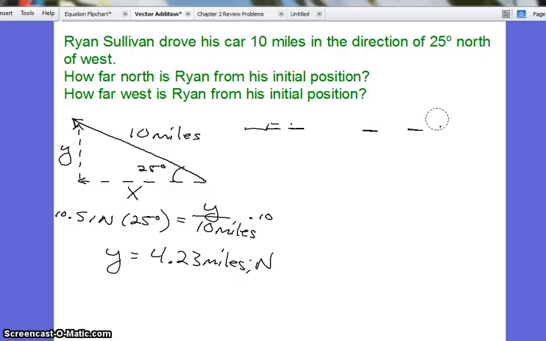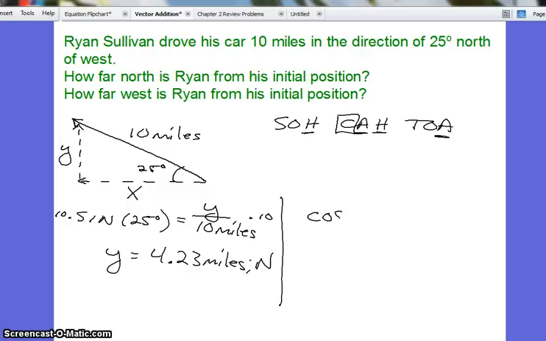To get the distance in the westerly direction, we are going to find out the x. And so if we write our SOHCAHTOA again, x is the adjacent side, so it's either cosine or tangent. And again, we know the hypotenuse, so the one in which we know two of the three is the cosine. So to solve for the x, or how far west Ryan is from his initial position, we're going to use the cosine.